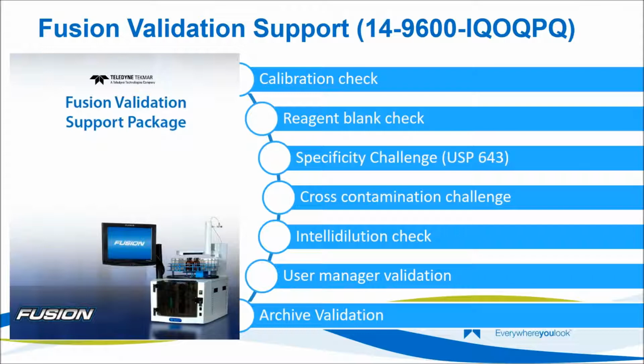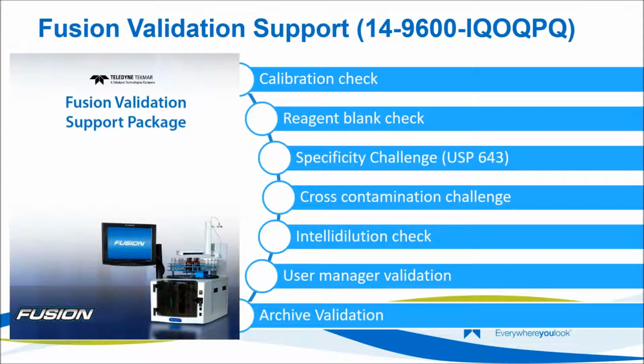All right. Teledyne Tekmar also offers an optional IQ, OQ, PQ package, which includes USP 643 testing. So if you don't want to have to do it yourself, we have specialized service technicians that will do it for you. They'll come out to your site. Along with USP 643 testing, they'll do things like a calibration check to make sure your R-squared value, your M value, your B value look good. We'll do a reagent blank check to make sure your blanks look good, that they're clean enough. That's a reflection of the system and your water and your reagents.